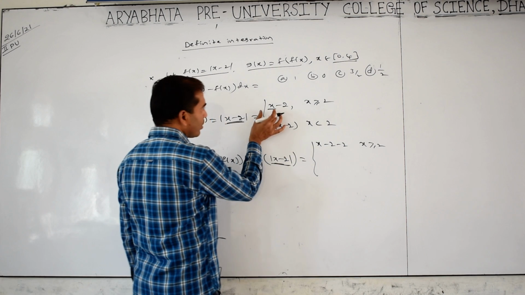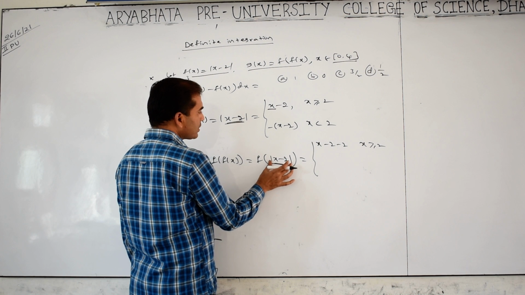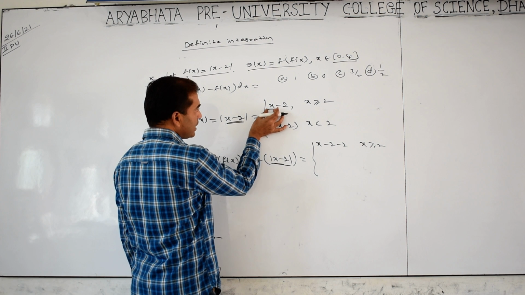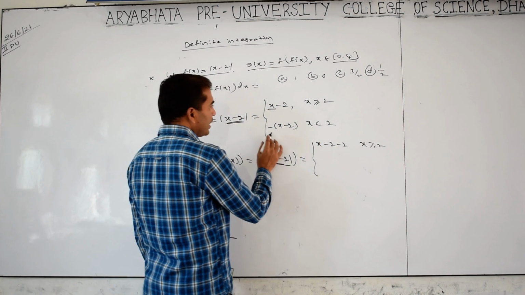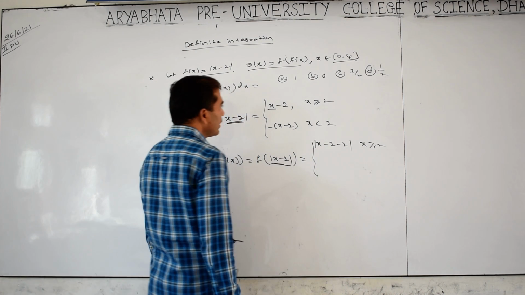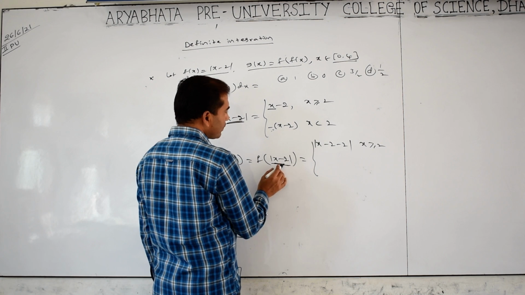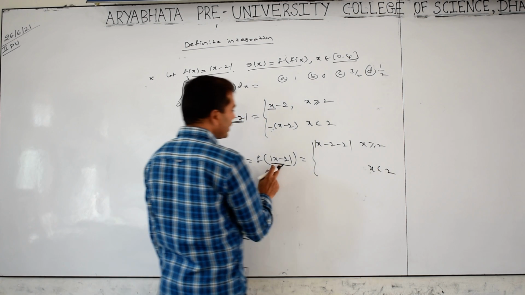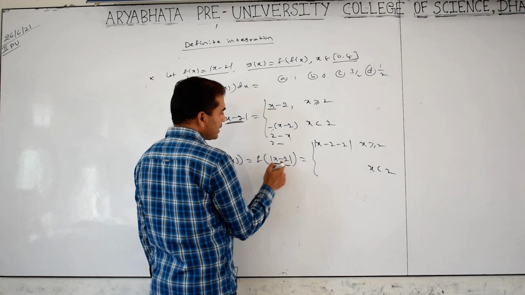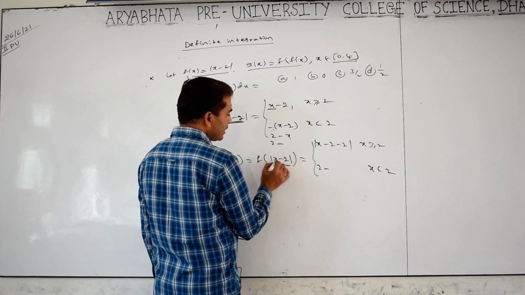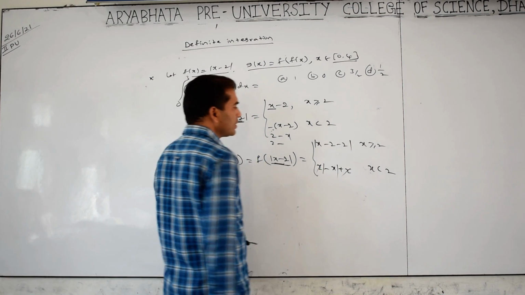Understood? Next, this is mod of f of x, in place of x we write x minus 2. Then minus 2 gives x minus 4, with mod. Next, when x is less than 2, it is minus of x minus 2, that means 2 minus x. Putting that in place of x, 2 minus x minus 2, the 2 and minus 2 cancel, leaving minus x.